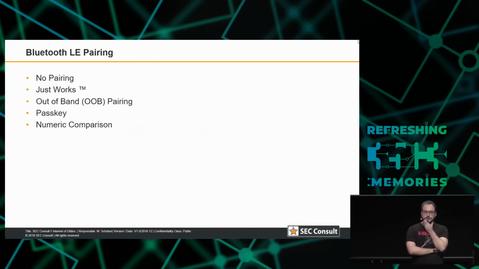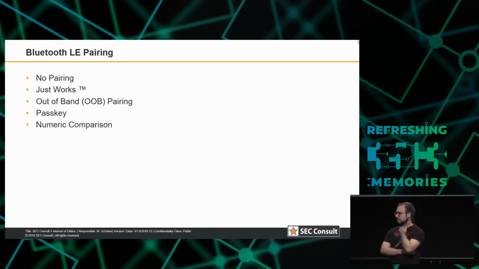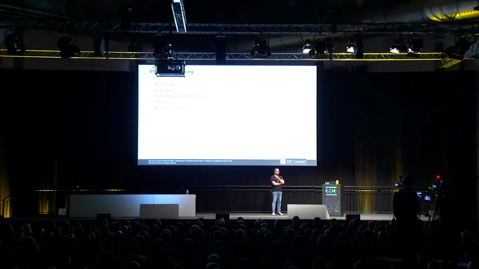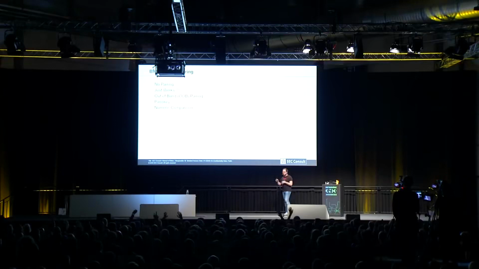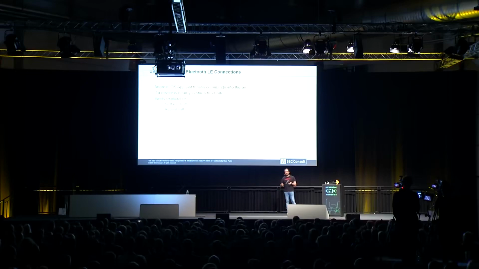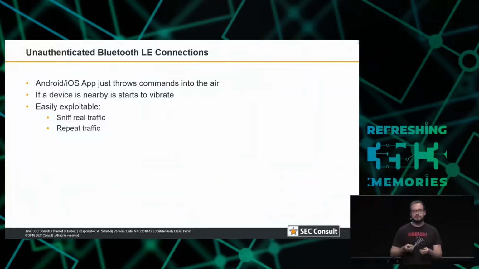So out of those 5 methods, what does the audience think the sex toy is using? Is it using no pairing? Raise your hands. Is it using any of the other more or less secure methods? Yeah, it's using no pairing. That means that the Android and iOS apps just throw the packets into the air, and if a device is nearby, it starts to vibrate. And that's, of course, easily exploitable. You can just sniff the real traffic and repeat it.